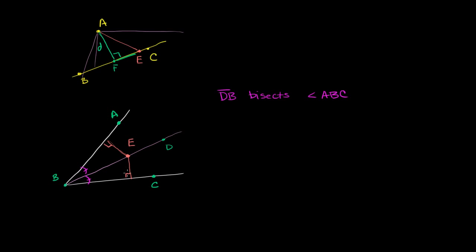This orange line right here is the distance between E and BC, and this orange line is the distance between E and BA. What I want to prove is that these distances are equal.